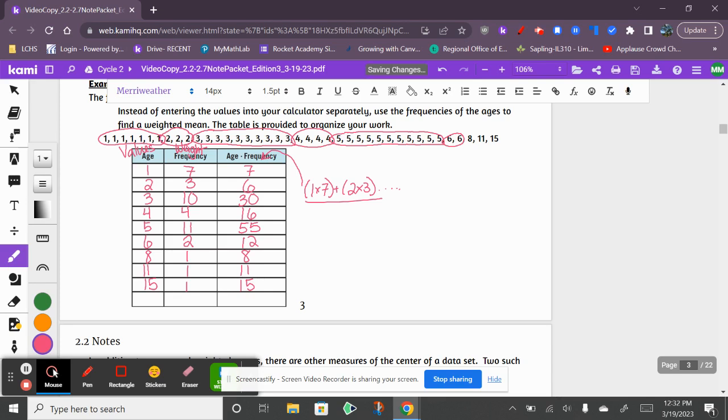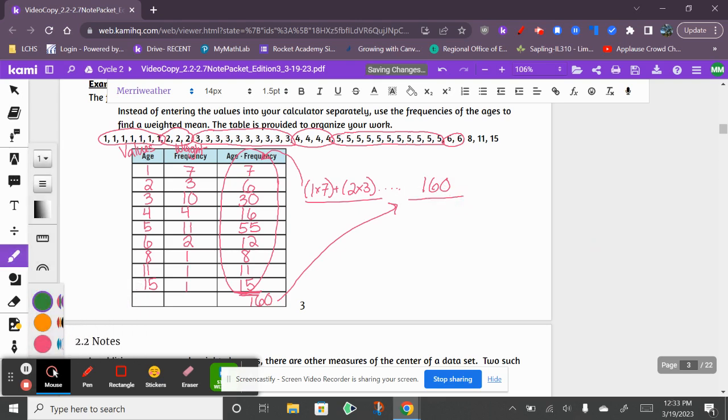Okay, adding up all of these will give us what we get for the top. So this all added together is 160. So that's going to be what I get for the top.